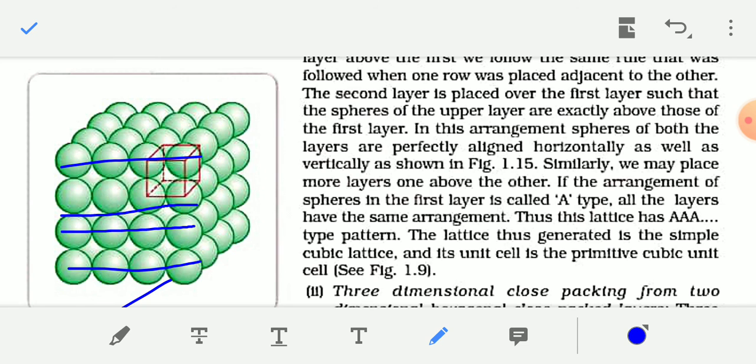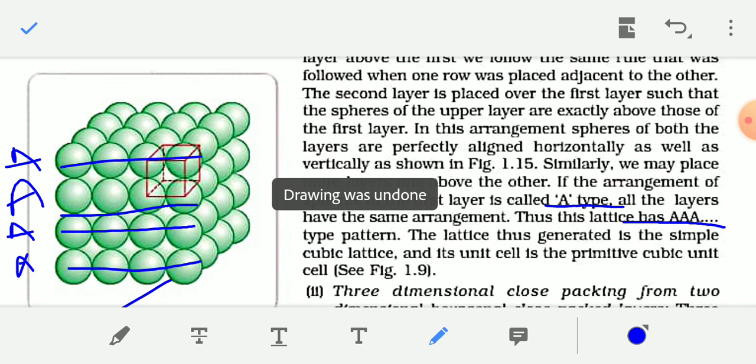If the arrangement of spheres in the first layer is called A type, then the second layer is also A type, the third layer is also A type, and the fourth layer is also A type. So in this arrangement, if the arrangement of spheres in the first layer is called A type, all the layers have the same arrangement. Thus, this is called AAA type arrangement. And the lattice thus generated is a simple cubic lattice.